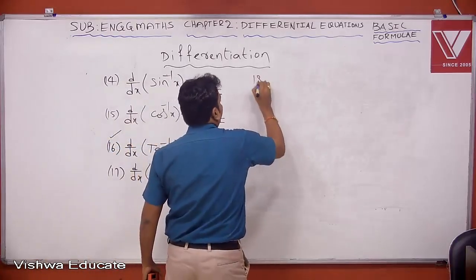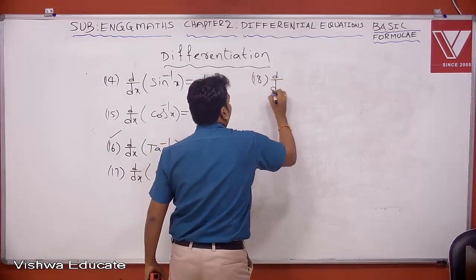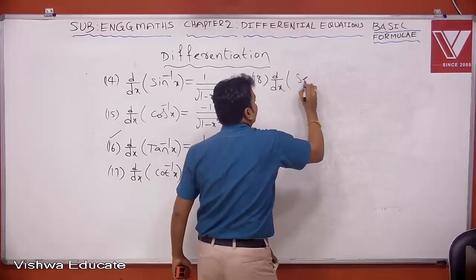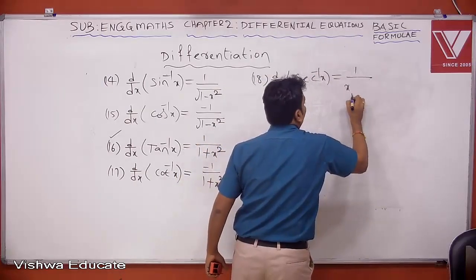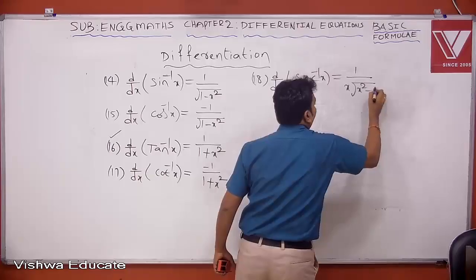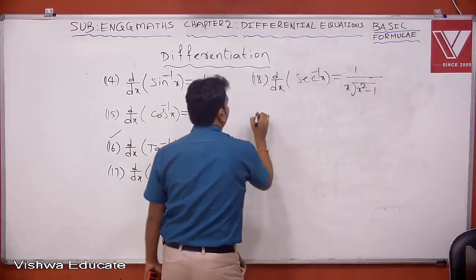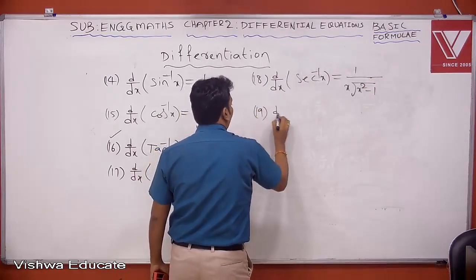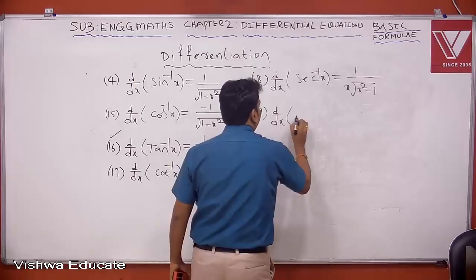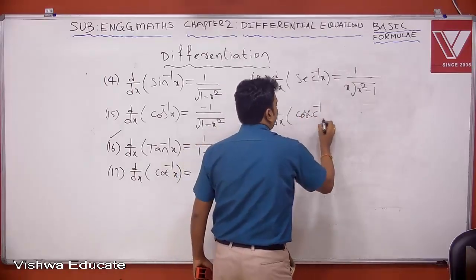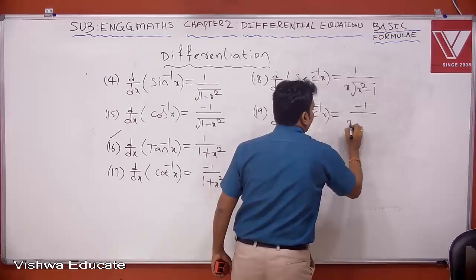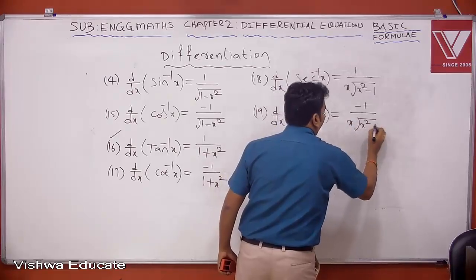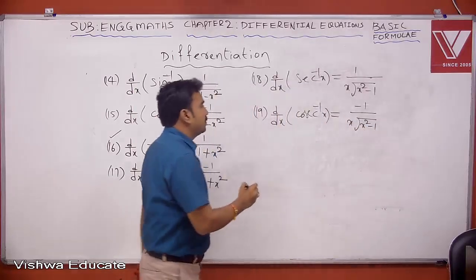Next, formula number 18. d by dx of secant inverse x. This is 1 by x into square root of x square minus 1. Next, d by dx of cosecant inverse x. This is nothing but minus of this: minus 1 by x into square root of x square minus 1.